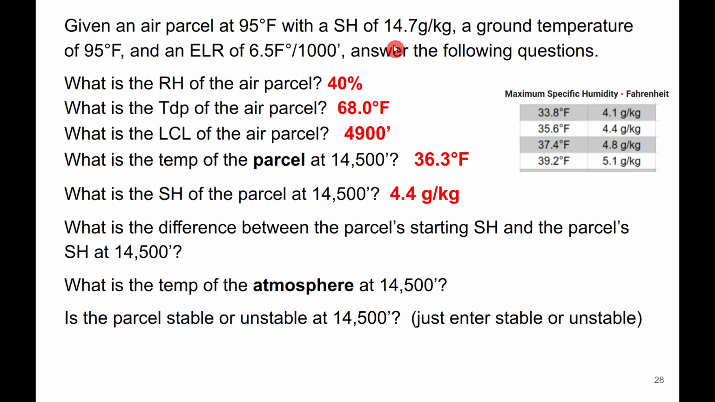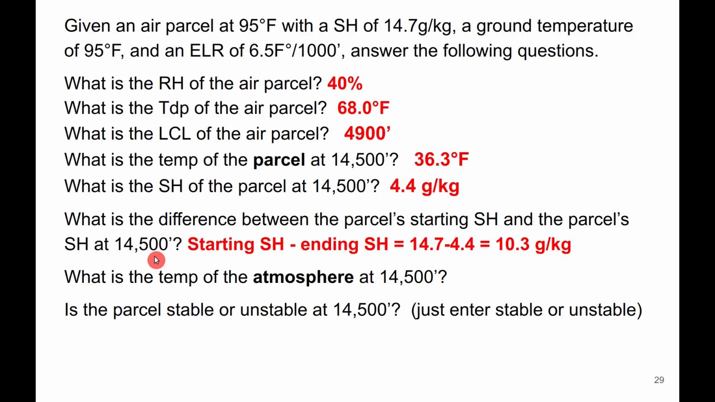So we started off with 14.7. We ended up with 4.4. How much water vapor condensed as the parcel rose and cooled? So starting specific humidity minus ending gives us the starting was 14.7, the ending was 4.4, so that parcel lost 10.3 grams of water vapor per kilogram of air. So I think we're done with the parcel for now.